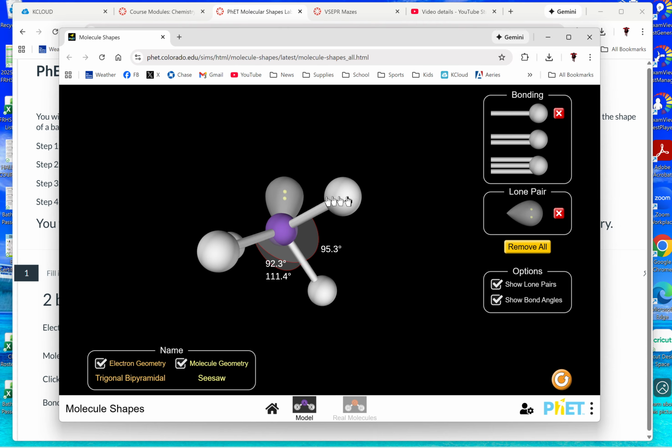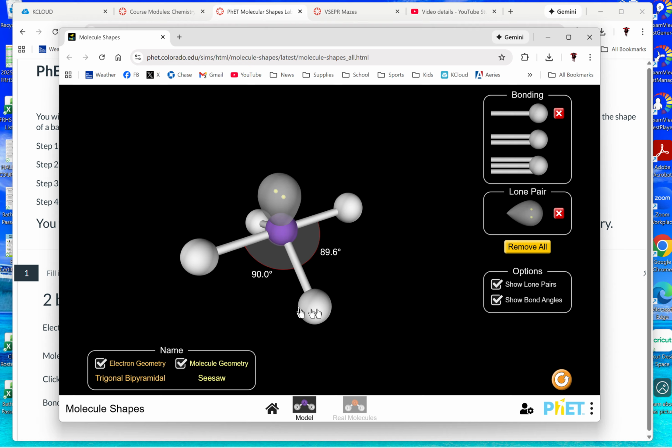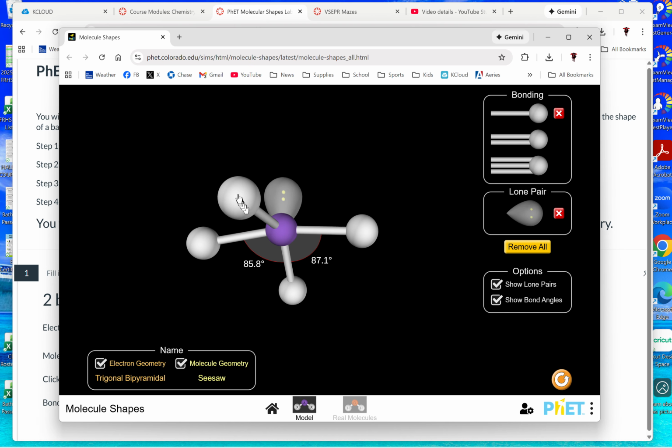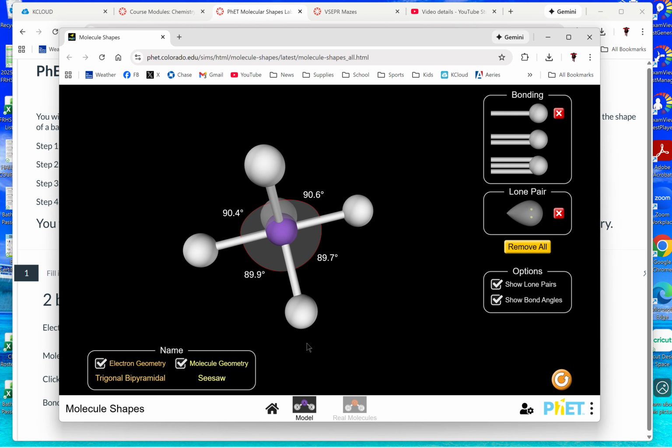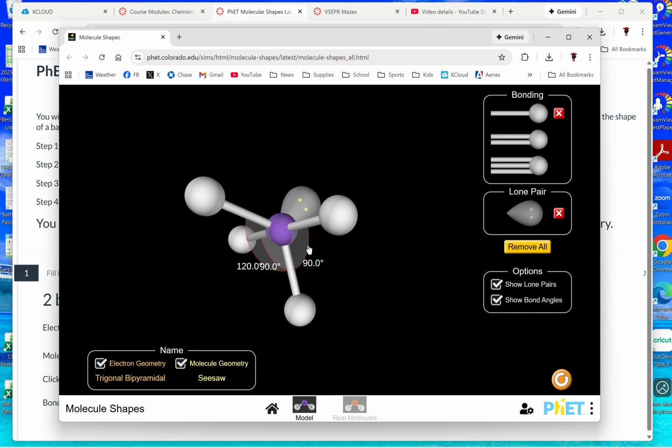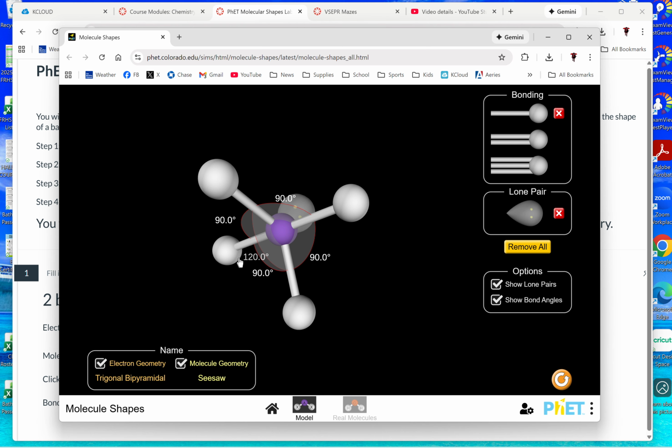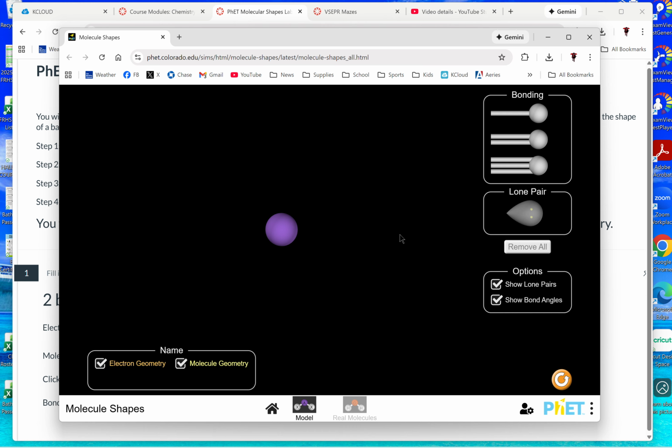So you need to look all around, make sure all the angles are either the same, or if they are different, you know which one is different and how different it is. Okay? So if 90 and 120 is an option, then you've got all those different angles there. Then if you click remove all, you just go back to the central atom and it starts over again.